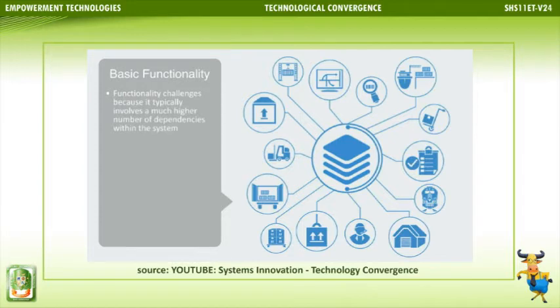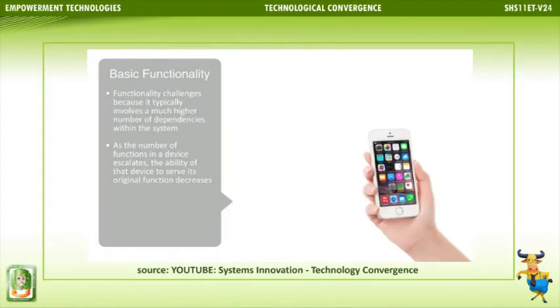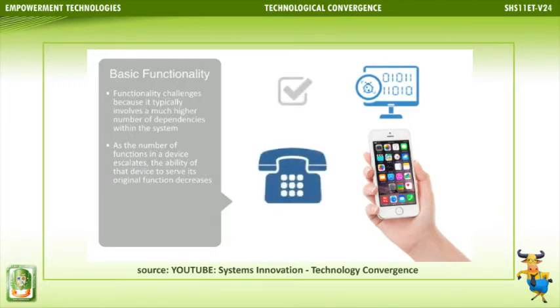As the number of functions in a single device escalates, the ability of that device to serve its original basic function decreases. For example, the iPhone, which by its name implies that its basic functionality is that of a phone, can perform many different tasks, and thus the telephone's functionality is dependent upon many levels of abstraction involving millions of lines of code with many possible errors occurring. Compared to this, a simple monofunctional telephone will likely be much more reliable and trustworthy, because it is monofunctional and involves a much lower level of abstraction.